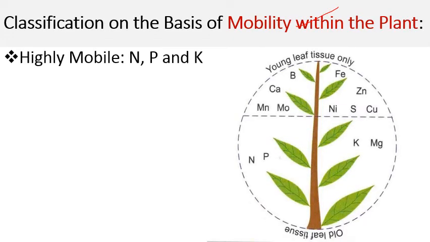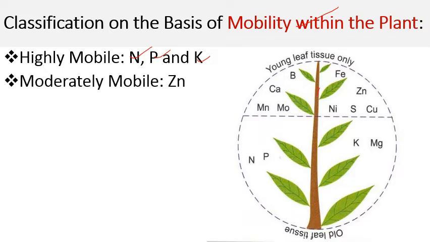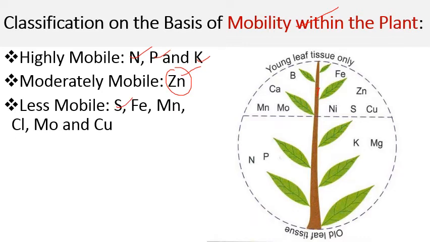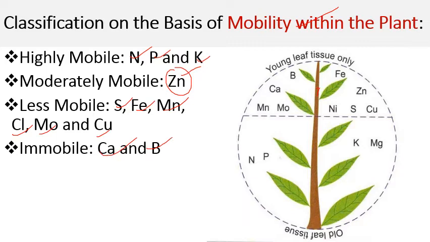Next criteria for classification is on the basis of mobility within the plant. Some elements are highly mobile, like nitrogen, phosphorus, and potassium, which can be transferred from the older part of the plant to the younger portion of the plant. Next, we have moderately mobile, like zinc. Then less mobile, like sulfur, iron, manganese, chloride ion, molybdenum, and copper. Next come immobile elements or nutrients, like calcium and boron. So these are the immobile nutrients or elements in the plants.